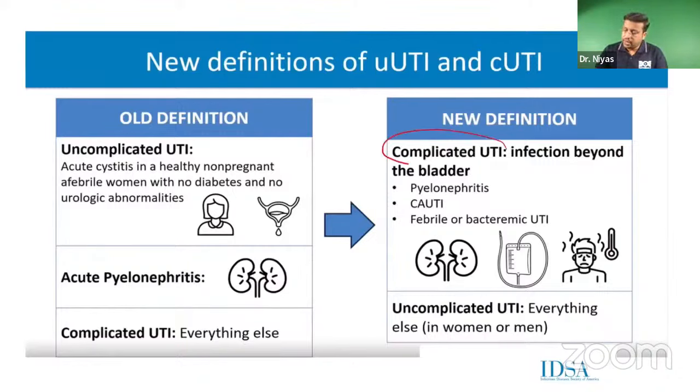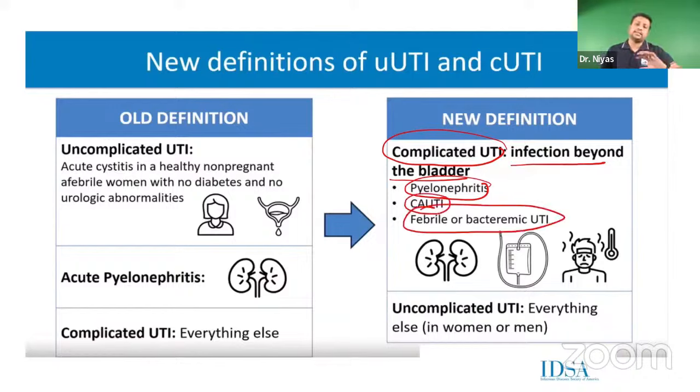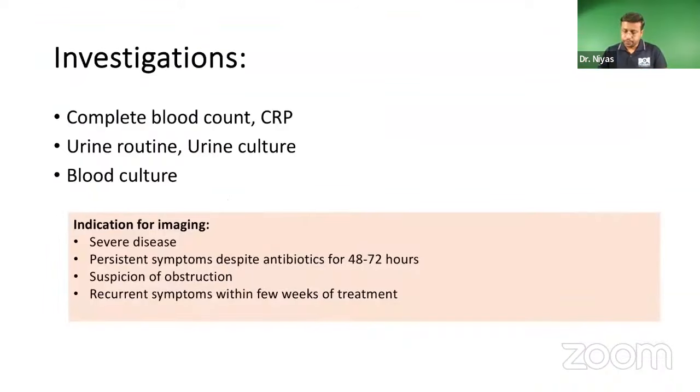So complicated UTI is any UTI where the infection has spread beyond the bladder. Which means that pyelonephritis in males or females can be taken as complicated UTI. Catheter-associated UTI or any febrile or bacteremic UTI is taken as complicated UTI. Rest all, whether male or female, is uncomplicated UTI. So this definition has changed, something that you have to keep in mind. Only remember the new definition: complicated UTI is an infection beyond the bladder, and everything else, men or women, is uncomplicated.